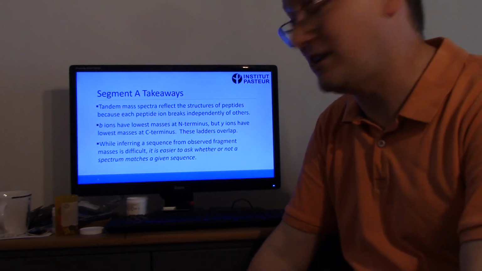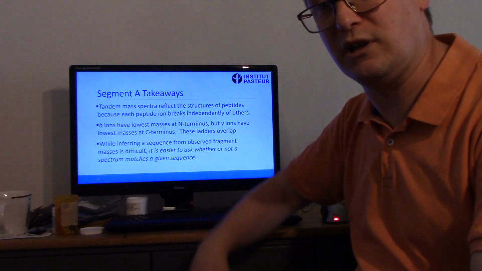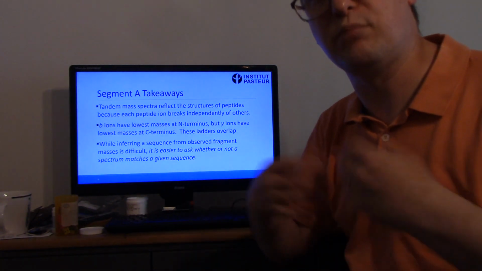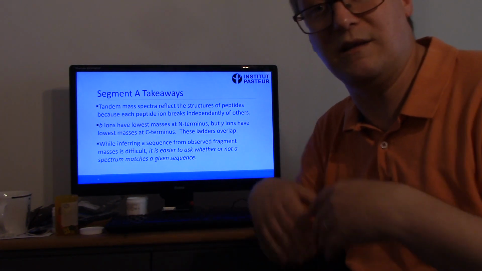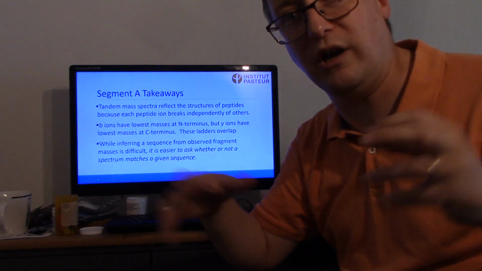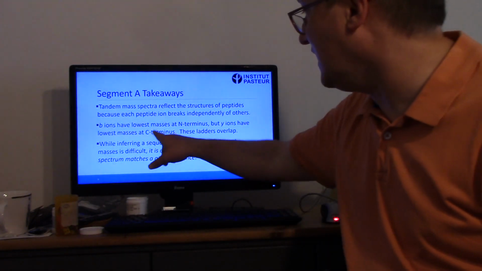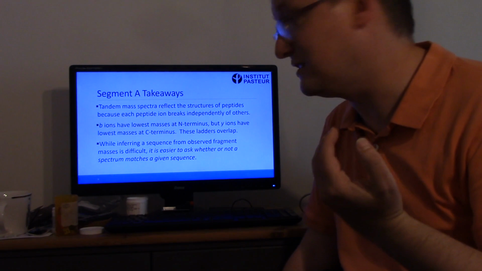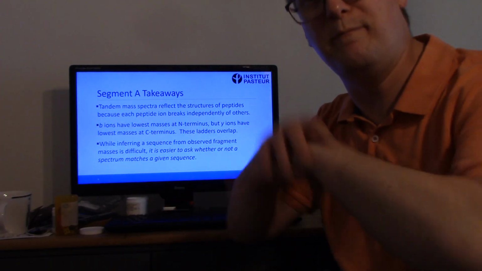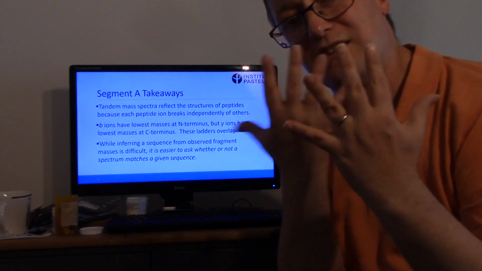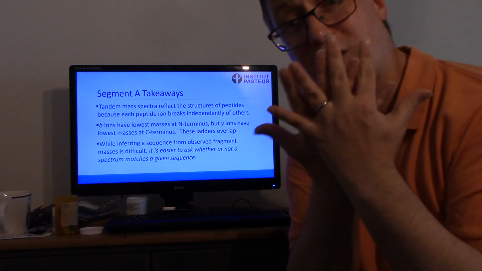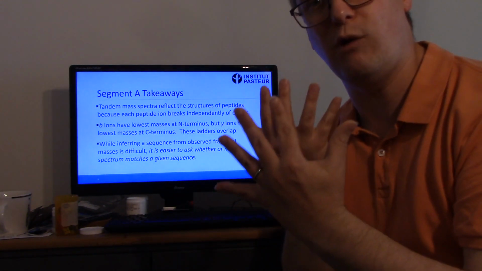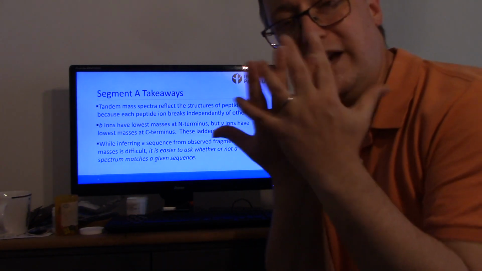So that's the first segment. We have several takeaways that come from this. Tandem mass spectra reflect the structures of peptides because each peptide ion can break independently of the others, potentially breaking at a different peptide bond than other copies did. B ions have the lowest mass close to the N-terminus, but Y ions have the lowest masses up at the C-terminus. Both are present in the tandem mass spectrum, and the sequences from low mass to high mass are in reverse order. So in effect, you have one ladder of B ions and one ladder of Y ions in reverse order laid on top of each other.